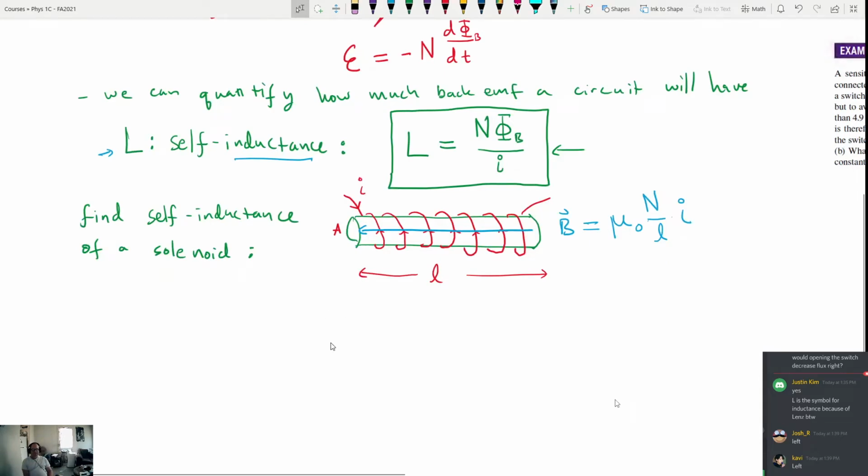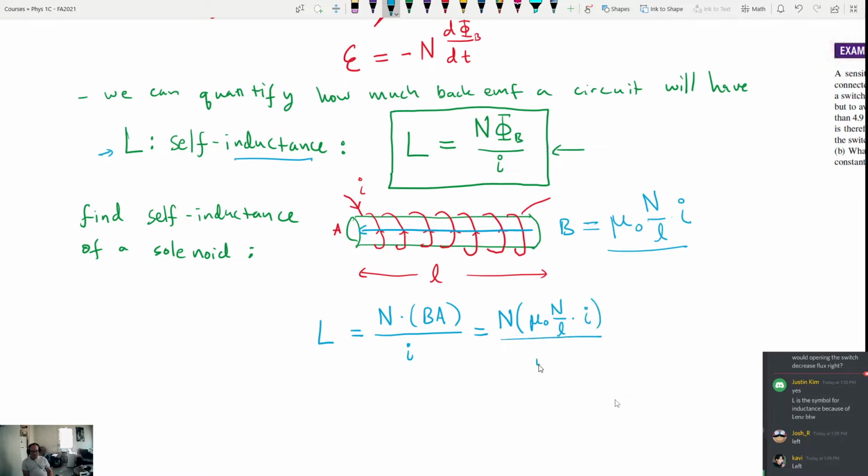Okay, so the inductance L should be equal to the number of turns in the coil multiplied by flux. Flux is just magnetic field multiplied by area, divided by the current flowing in our system. So this is going to be N times the magnetic field, given by this expression here for a solenoid: mu naught N over L times I. We divide by I. Oh, there's an A in here too. My bad, that's the BA.